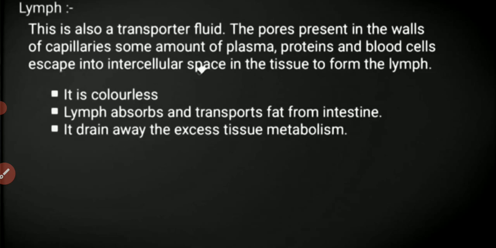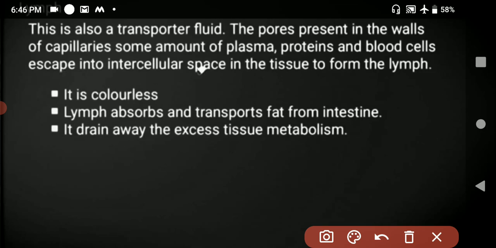So how is this obtained? The capillaries consist of fine pores through which some of the plasma, protein and blood cells escape and are collected in the intercellular spaces, forming the lymph. It is colorless, not red like blood. Lymph absorbs fats from the intestine and transports them. Third, it drains away excess metabolic waste from the tissues.